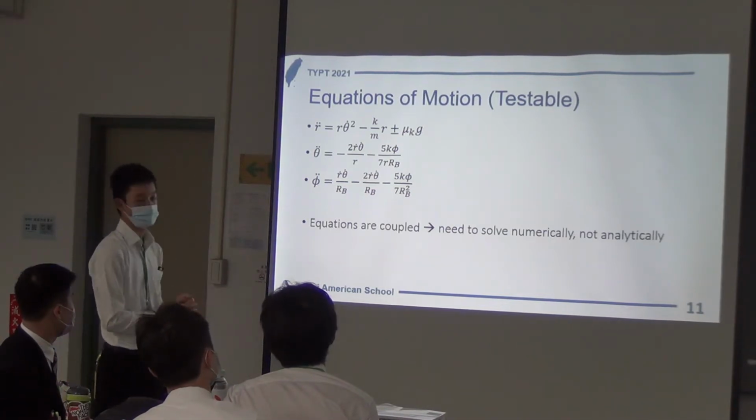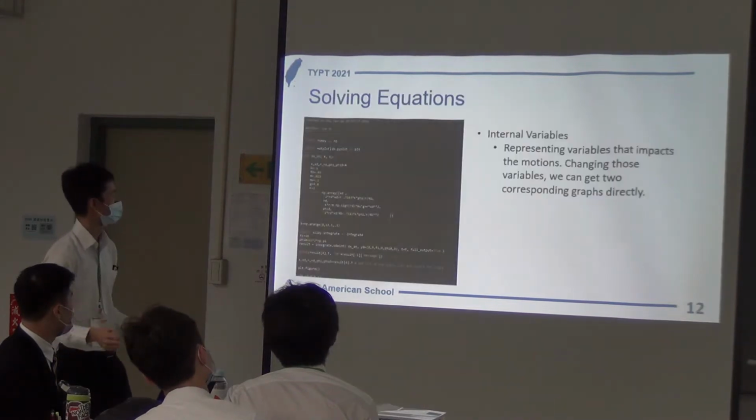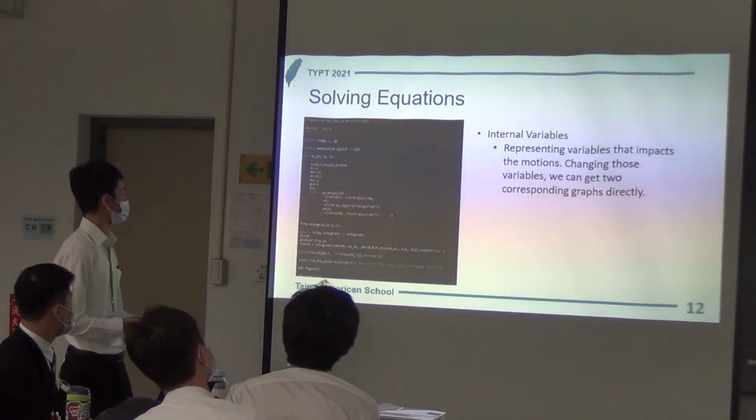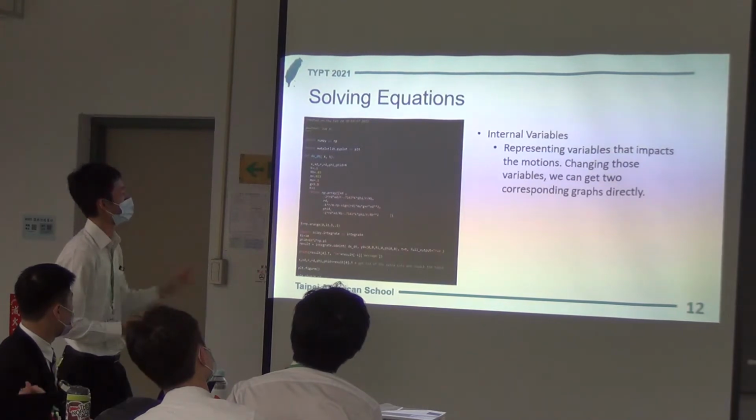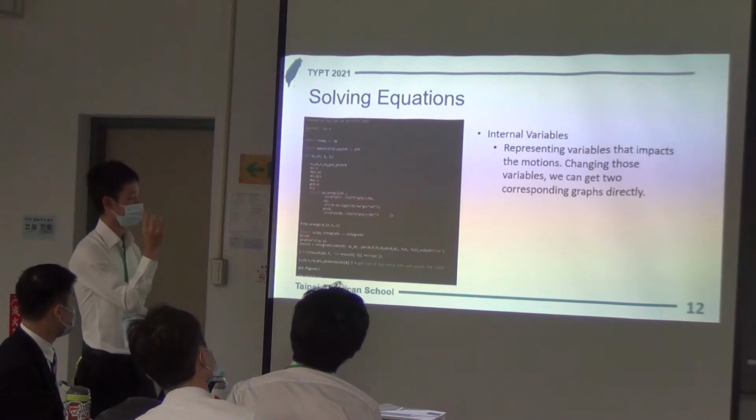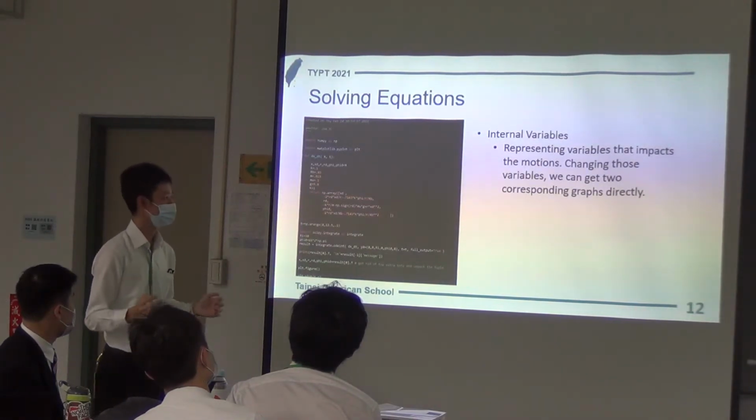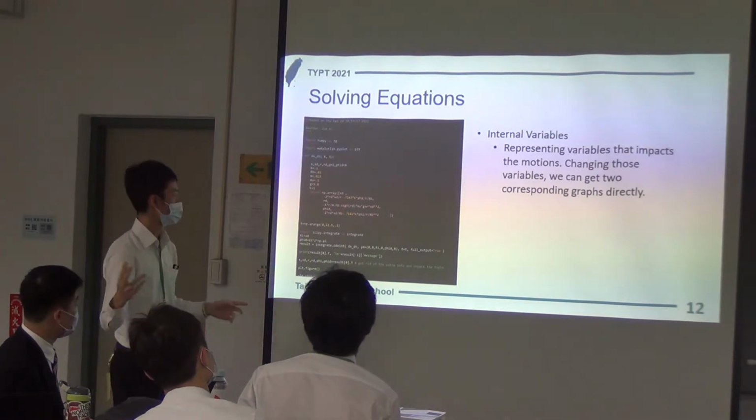Note that these equations are coupled, so instead of solving them analytically, we solve them numerically using Python. So basically, we wrote this program that will test this. Note that there are some internal variables that are hidden inside of those parameters shown because they represent variables that impact the motions. Changing those variables, you can get your corresponding graphs directly.